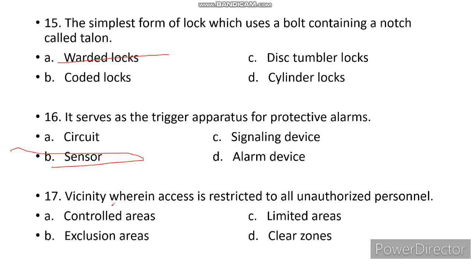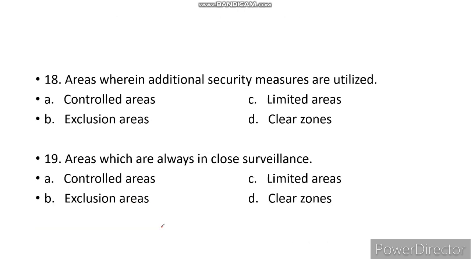17. Vicinity wherein access is restricted to all unauthorized personnel. Restricted ha sa lahat ng unauthorized personnel. So, anong tawag dun sa vicinity na yon? It is controlled areas. A. 18. Areas wherein additional security measures are utilized. So what's that? Charot. We have limited areas. Let's go with 19. Areas which are always in close surveillance. What are the areas in close surveillance? That's exclusion areas. The close surveillance. We've been talking for close surveillance.